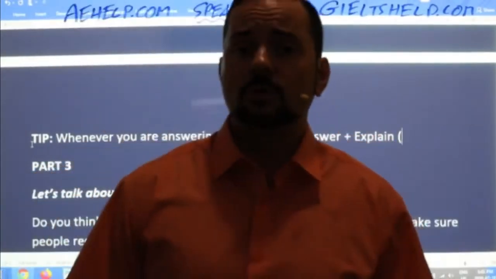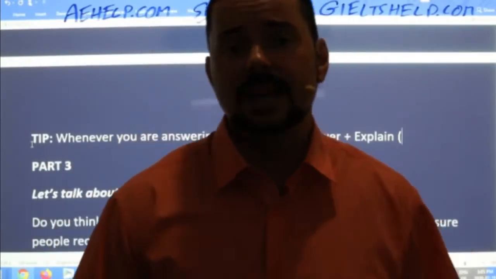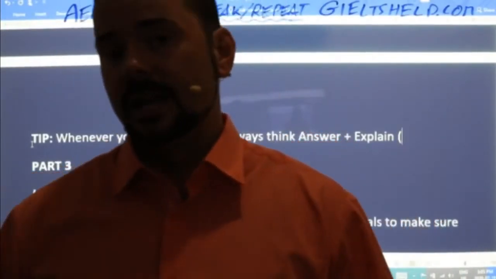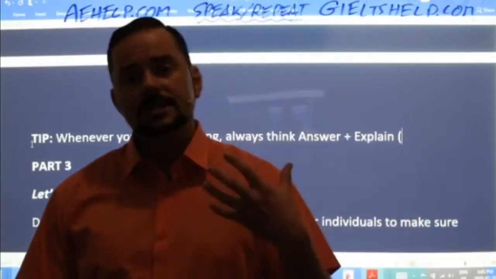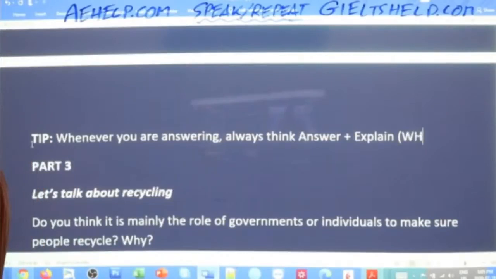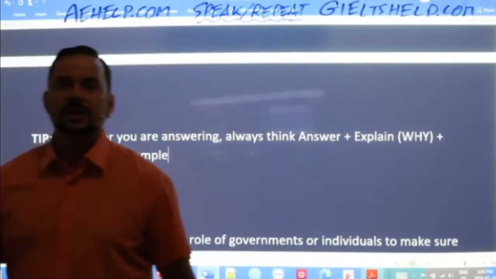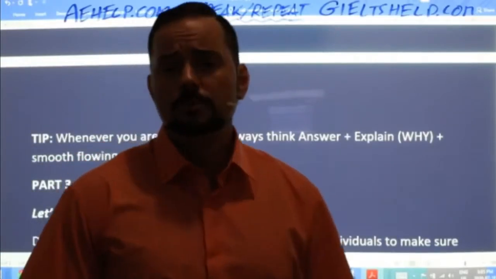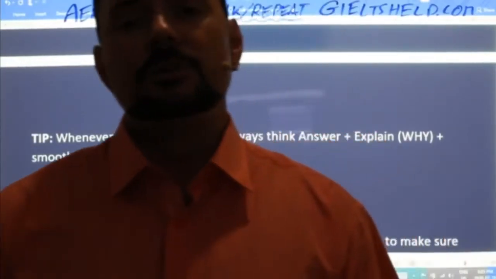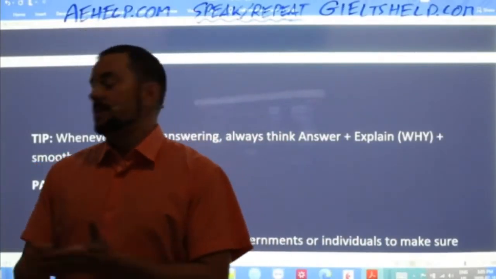What's your favorite sport? My favorite sport is basketball. Why? Because it's a fast-paced game. It's a team sport. I get to hang out with my friends. Okay, so always think of the why. All right, so answer, explain, think of the why, and then give a smooth flowing example. Okay, just yesterday, I played a great game of hoops with a couple of friends, shot a few baskets. I had a lot of fun. Okay, so that's how you do it.